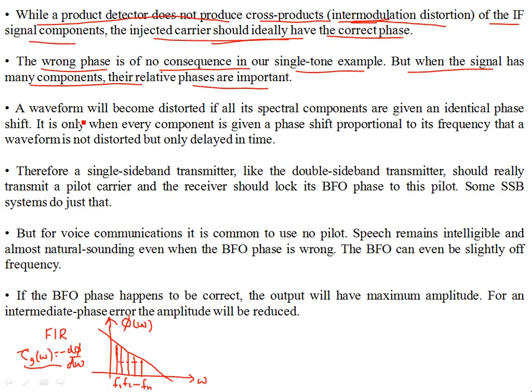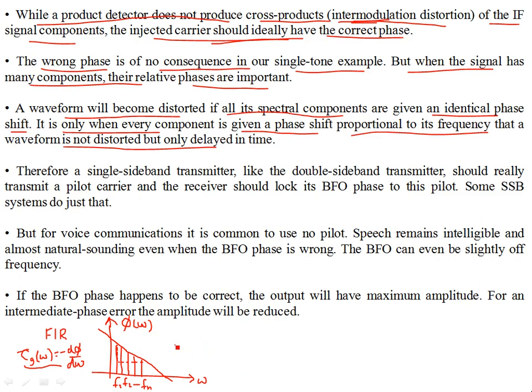So what it says is a waveform will become distorted if all its spectral components are given an identical phase shift. If the phase shift is the same for all frequencies, regardless of the frequency of the spectral component, then there is a distortion. It is only when every component is given a phase shift proportional to its frequency that a waveform is not distorted, only delayed by time. So that's all right.